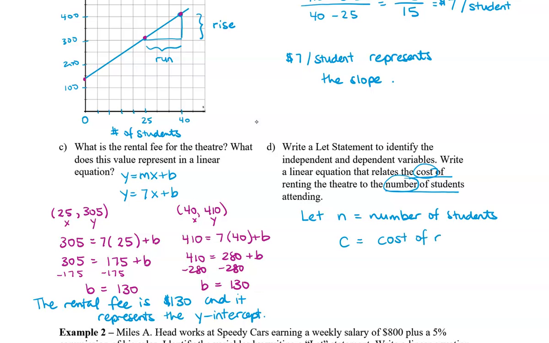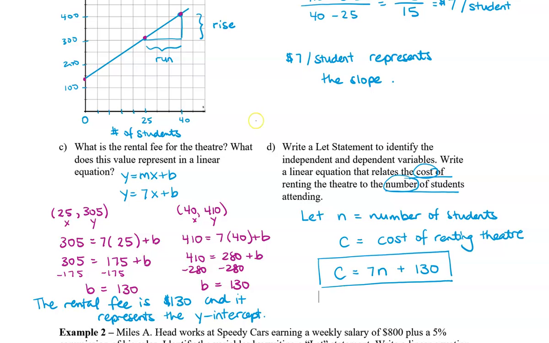So cost of renting the theater. Therefore our cost is equal to, so our slope is $7. So it'll be 7 times the number of students, plus we have the $130 rental fee, regardless of how many students attend. And this is our equation.